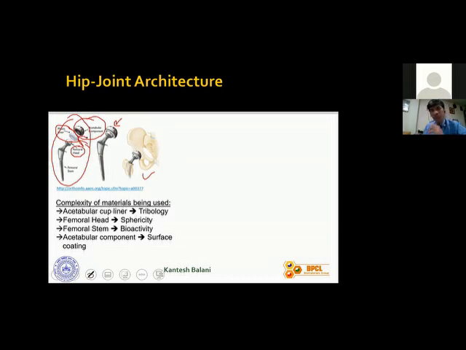Let me put it this way. If I use ceramic on ceramic, that is the best joint. But society will not accept it, because with every step I will have a screeching sound. Not acceptable. If I use a metal, then metal ions are toxic. So I need to make the joint very smooth. That is why we always use a ceramic femoral head and a polymeric liner. But now imagine the hardness difference is so high. I need to engineer it so that I can minimize the damage, at the same time not leading to any cytotoxicity.